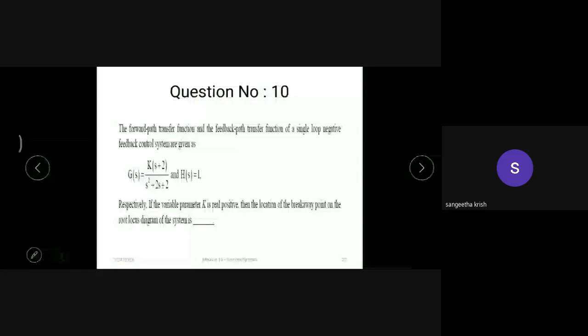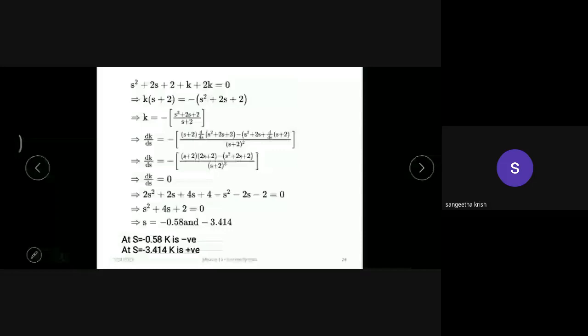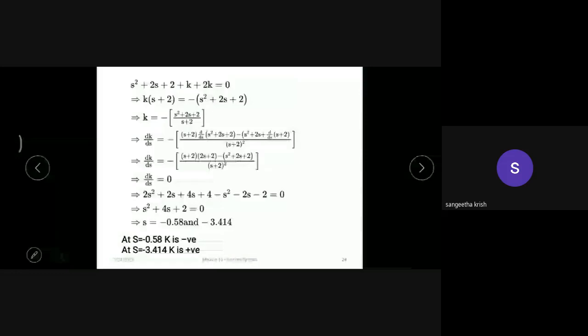Once again, we know the condition to find a breakaway point. Always we should go for dk/ds equal to 0. Since G(s) and H(s) are given, we can go for the formula 1 plus G(s)H(s) is equal to 0, that is the characteristic equation. Substitute G(s) and H(s), H(s) is 1 here. Then this is the final equation I'm getting. Now I should get the k value.